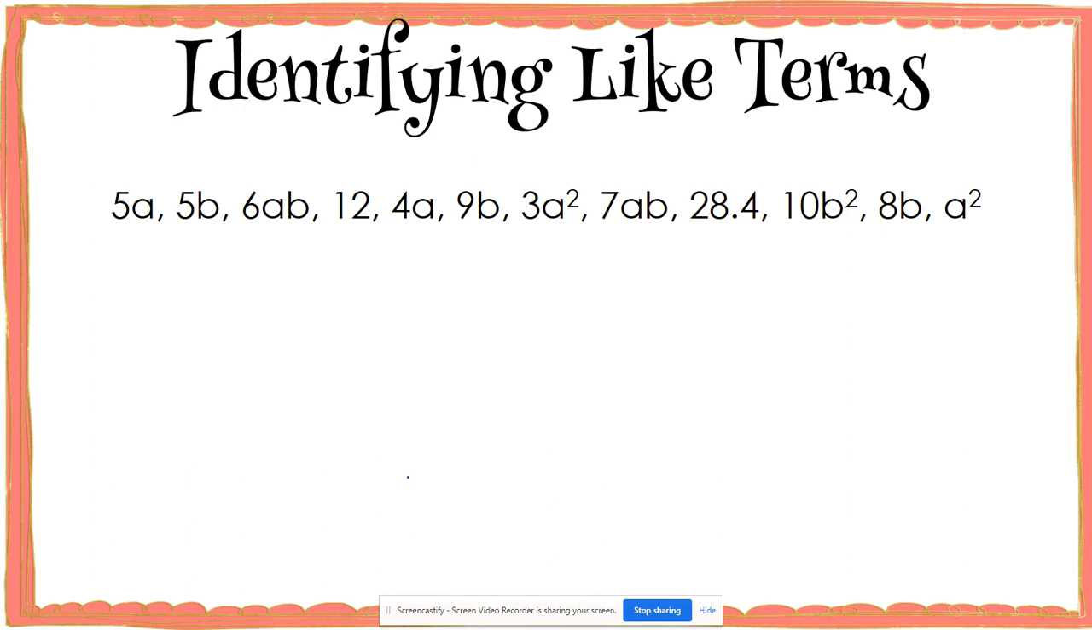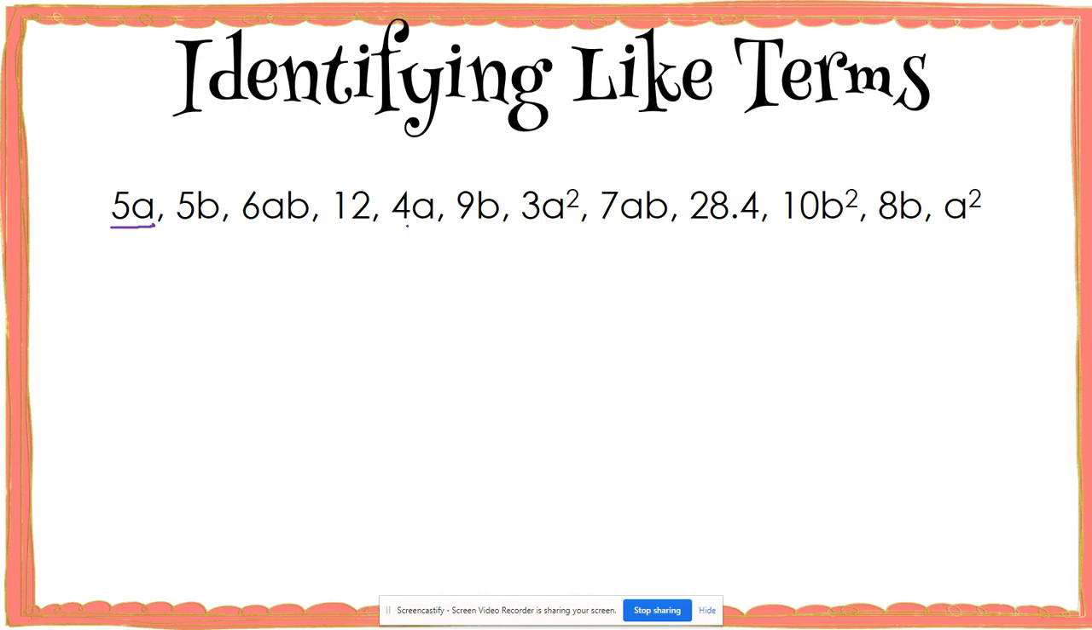So let's look at this list and try to find some like terms. The first term on our list is 5a. If I need to find a like term for 5a, then I need to find another term that has the variable a. I notice that this term has the variable a, 6ab, but because it has this b with it, that's not a like term for 5a. So now I'm going to keep going on my list.